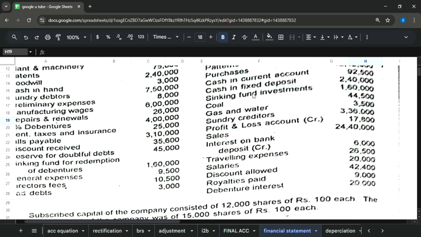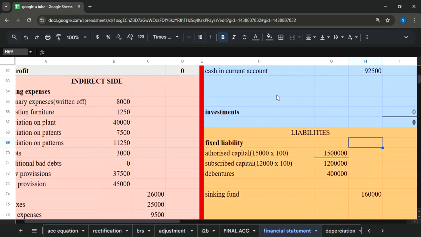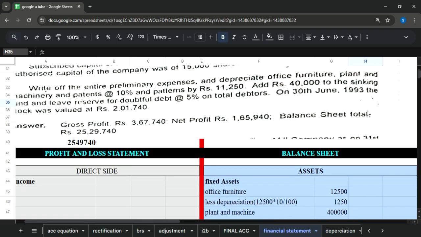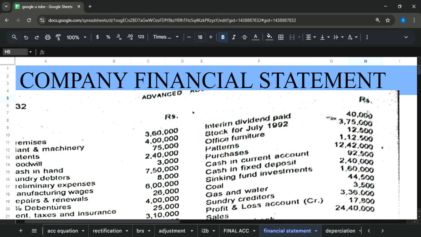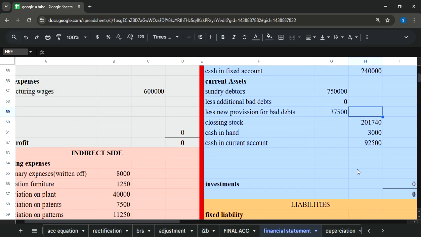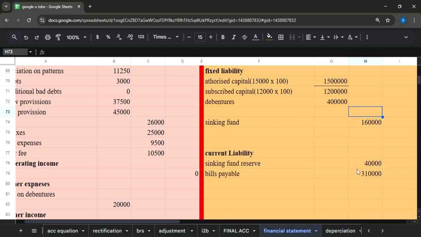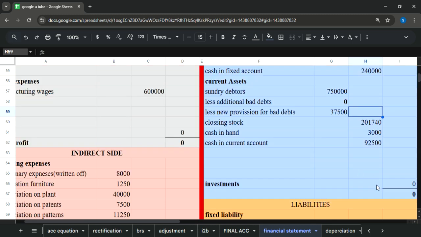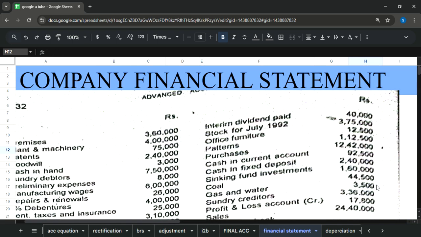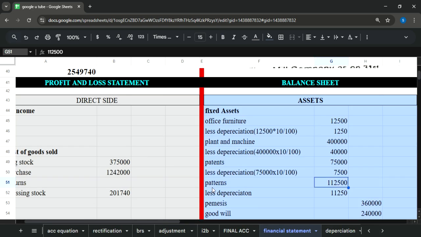Then we have sinking fund investment. So we will go to investment side, and here you will mention sinking fund investment, amount of which 160,000. Actually, amount is little doubtful whether it is 160,000 or not, but we have written, later on we will see. After which we have coal. Coal is your direct expense.